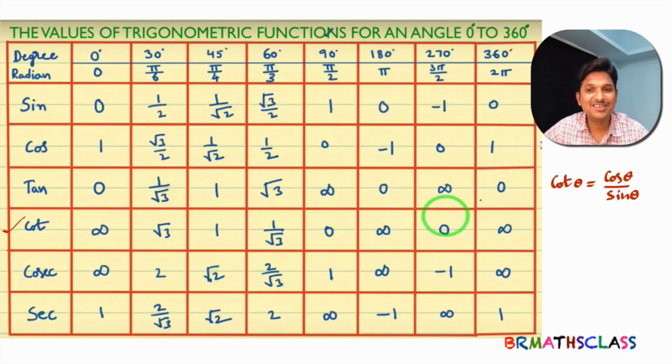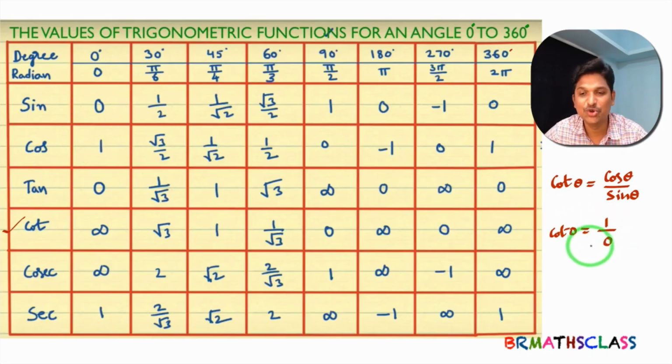Cot theta is cos theta by sine theta. For example, you want cot 0. Cot 0 is what? Cot 0 is cos 0 by sine 0. Cos 0 is 1. Sine 0 is 0. 1 by 0, in the denominator 0 means it is not defined. So what is cot 0 degrees value? Cot 0 degrees value is not defined. I hope you are understanding.